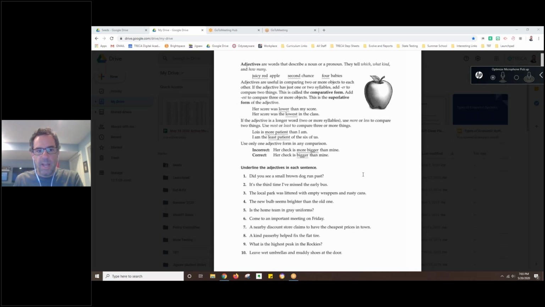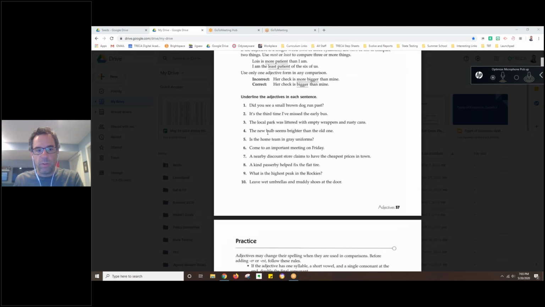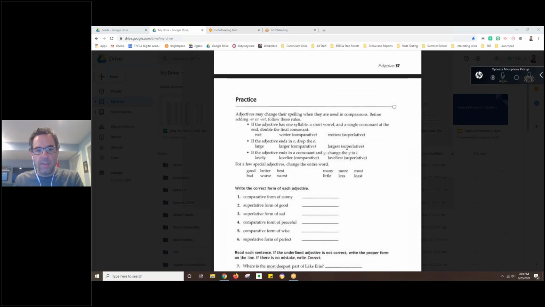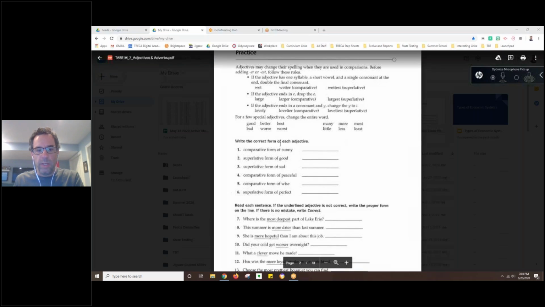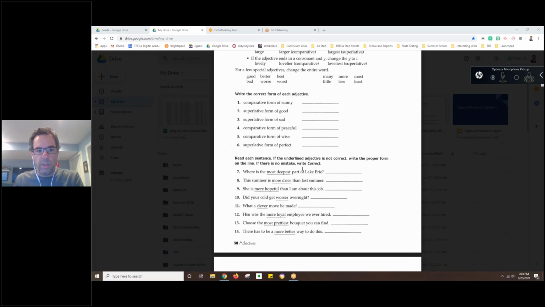It basically goes over adjectives and what they are and the form of adjectives. There are two forms, comparative and superlative. All of this stuff I went over the last time, so I'm not going to go over it much this time. You should be able to find that recording if you want to go over more of comparative and superlative forms. We did numbers 1 through 10 on page 57, and then we had some practice on page 58 where we wrote the correct form of each adjective, comparative or superlative, and then we corrected these sentences down here, 7 through 14. So that was it for the last recording.